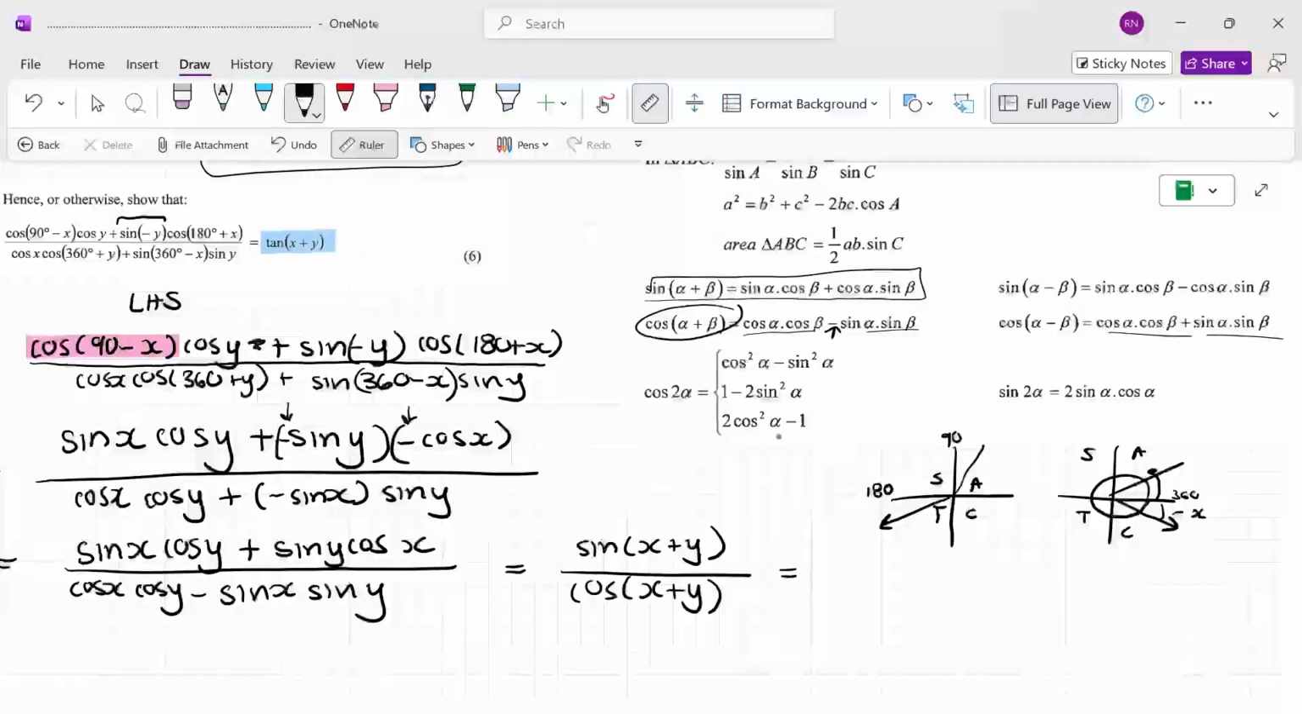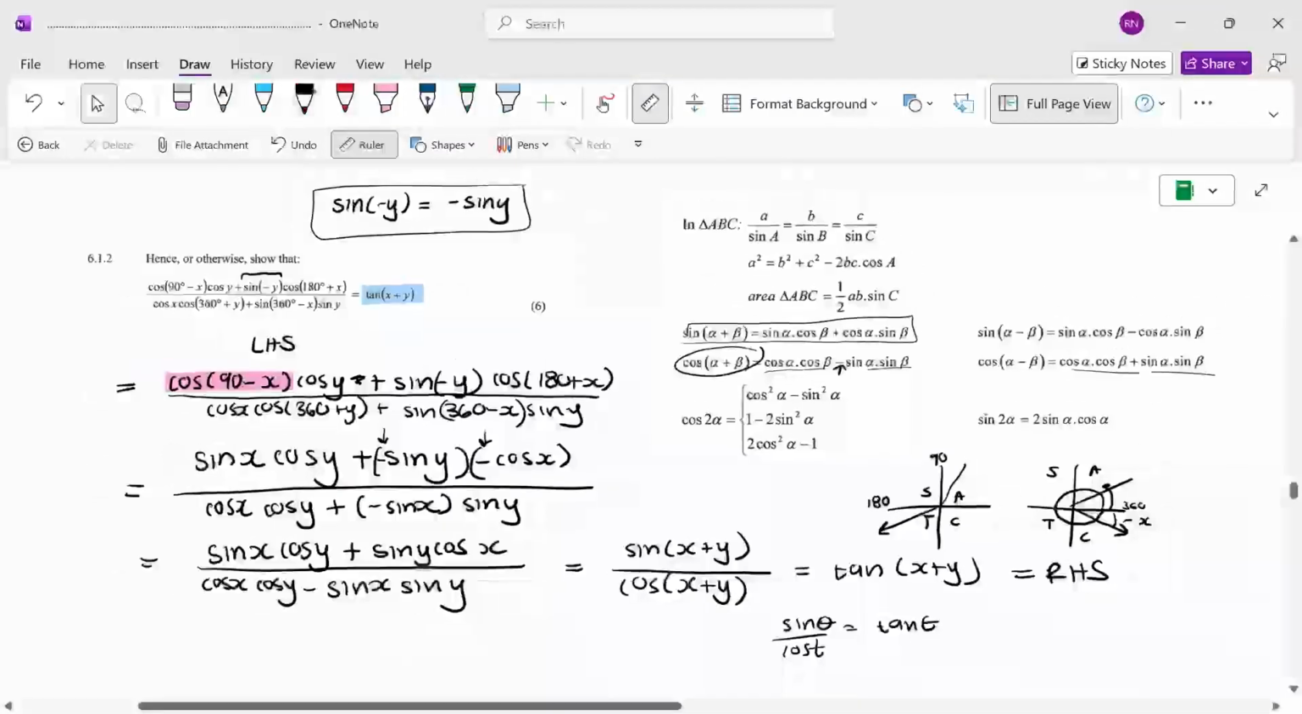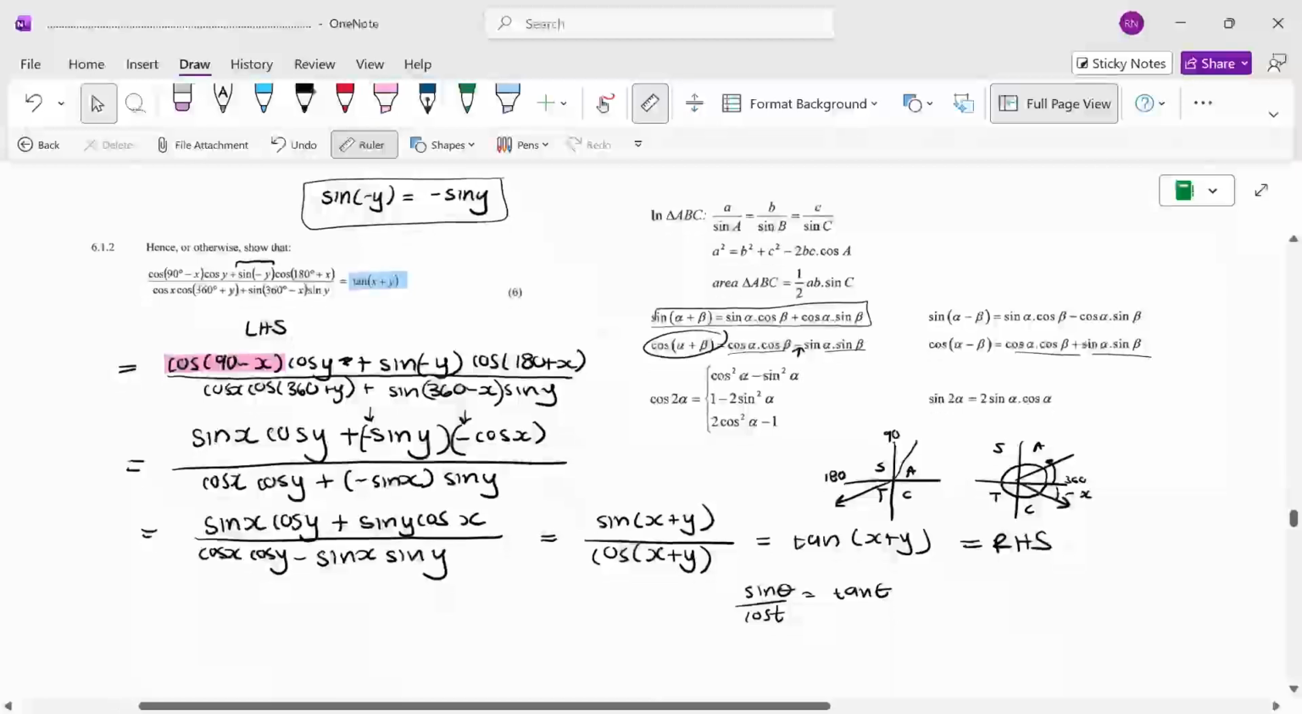And we know that there's another identity that says sine theta over cos theta is equal to tan theta. So here we have sine of the same angle over cos of the same angle. So that's going to give me tan of x plus y, which is equal to the right-hand side. Okay, so that is how you would do that one.